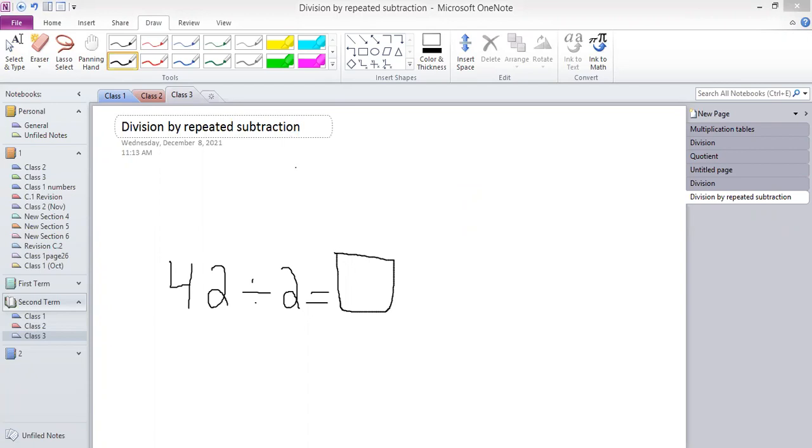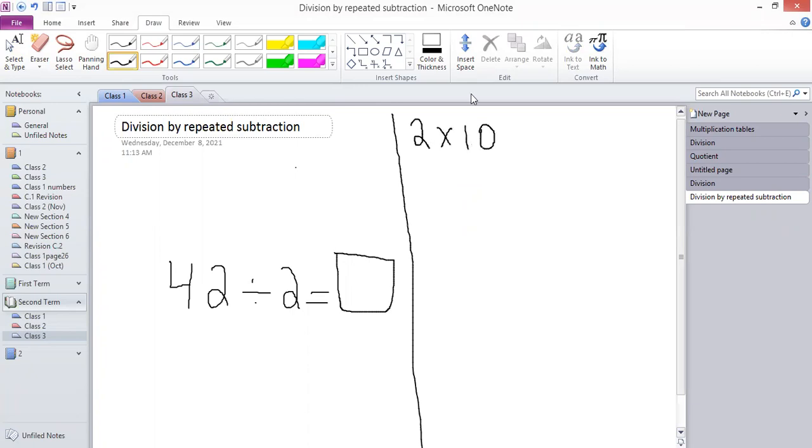So guys, this is very easy. You know how you have to do it? I will tell you here. Since you are dividing by 2, multiply 2 by 10 first. 2 times 10 equals what? Can you tell me? 20.